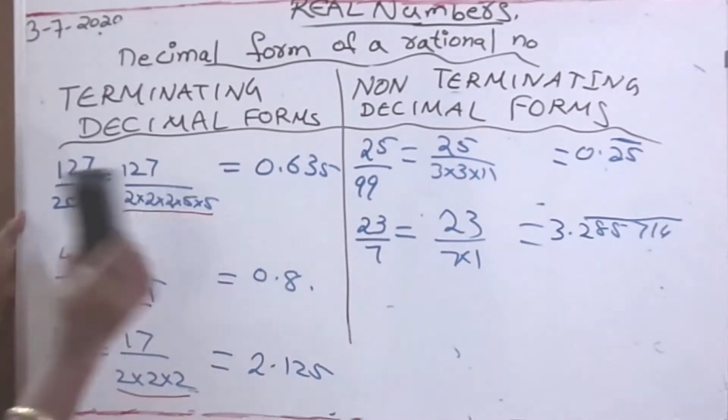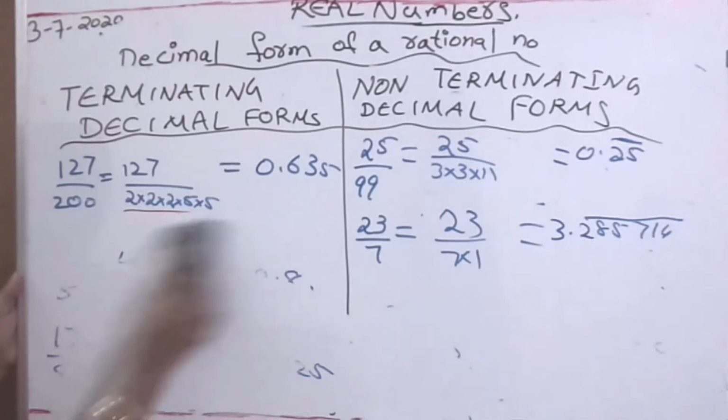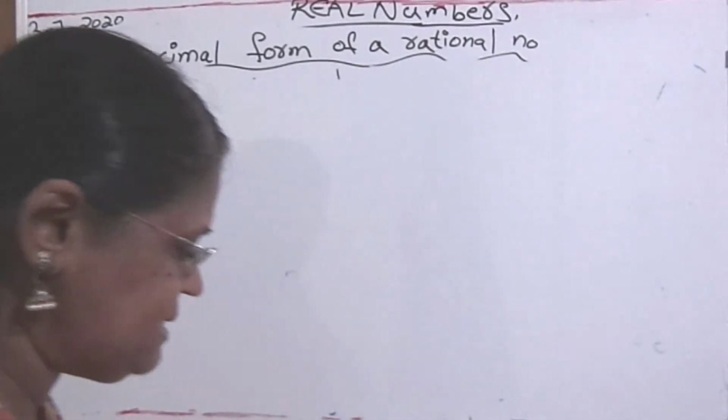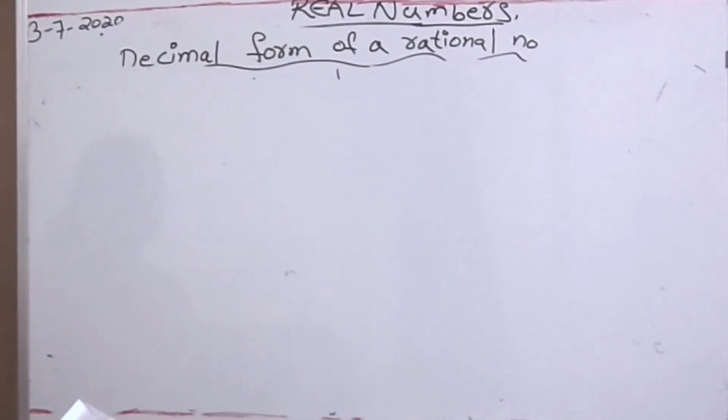So let me rub it. Please write this down in your notebook. Now I'm writing the method to recognize the terminating and non-terminating decimal form.